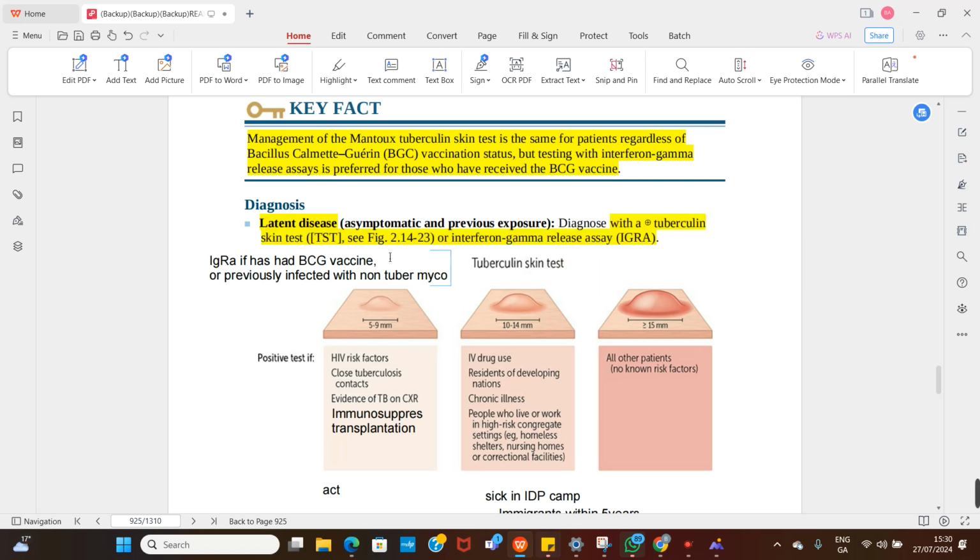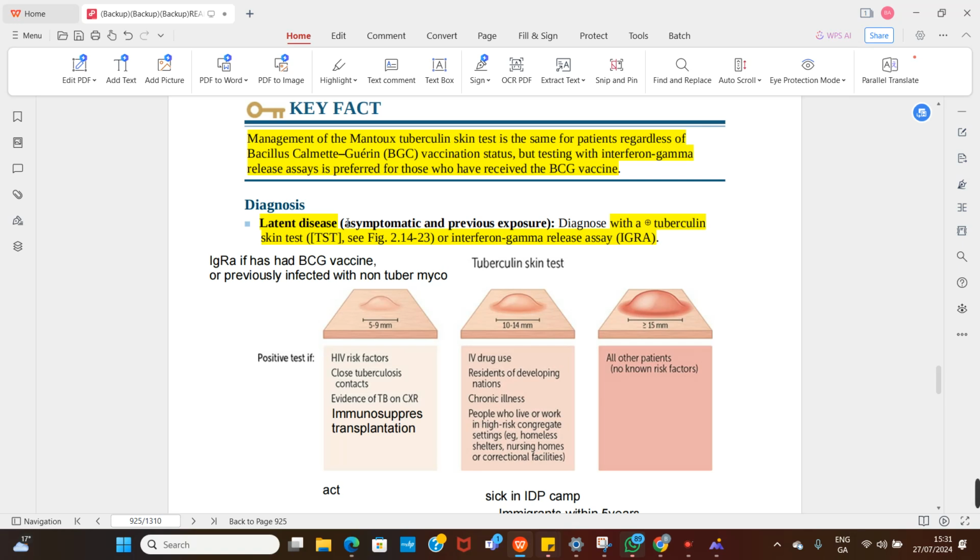But if they tell you that this patient has earlier received BCG vaccine, or has been previously infected by a non-tuberculous mycobacterial infection, let's say Mycobacterium avium or Mycobacterium leprae, you are not going to choose the tuberculosis skin test because you are going to get a false positive. So in that regard, you are going to pick the interferon gamma release assay to make your diagnosis of latent disease.